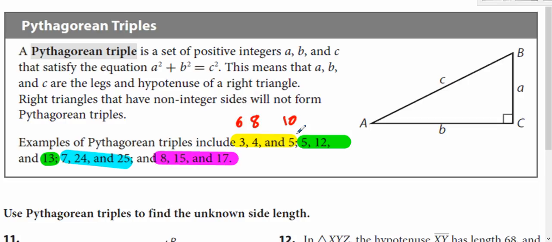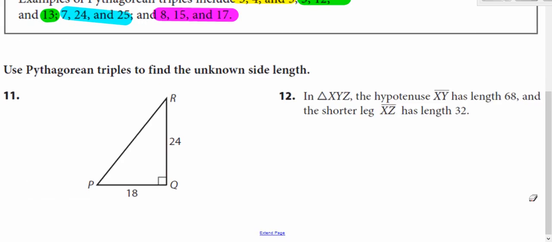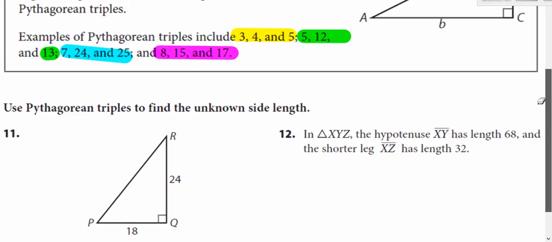So they kind of fall into families. There's the 3, 4, 5 family, the 5, 12, 13 family, the 7, 24, 25 family, and so on. So there's an infinite number of Pythagorean triples. These are just the different families of them. So all it is really is just a shortcut. Say you're given 18 and 24, so you can figure out the third side. Now 18, 24, that's not one of these listed. There's nothing with an 18 in it.